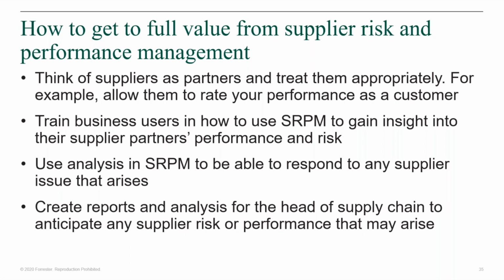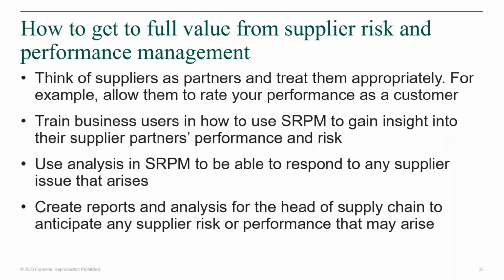Use analysis and SCM to be able to respond to any supplier issues that arise. Provide your contingency plans so that you can access that data. And also start creating reports and analysis for the head of supply chain so they can anticipate any supply risk performance issues that may arise. So those are the key things.